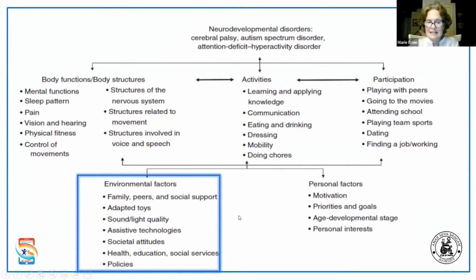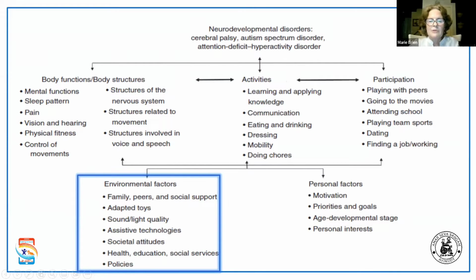And I just highlighted here the environmental factors once again, to highlight the fact that for those children, the family, the peers, and the social support are important. It can be the adapted toys and again, the enriched environment. So it can even be the sounds, the light quality, the use of assistive technology, the attitudes of the society around the children. Again, the health, education, and social services that are adapted, and the policies.